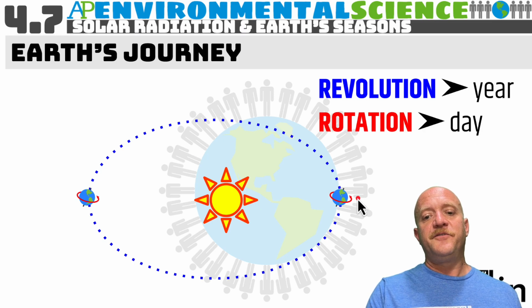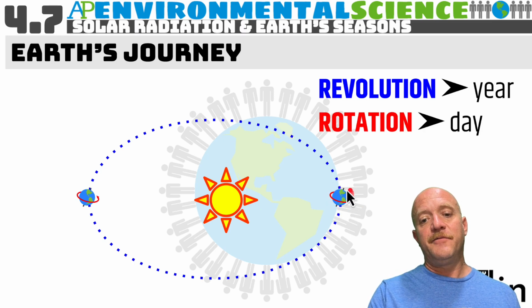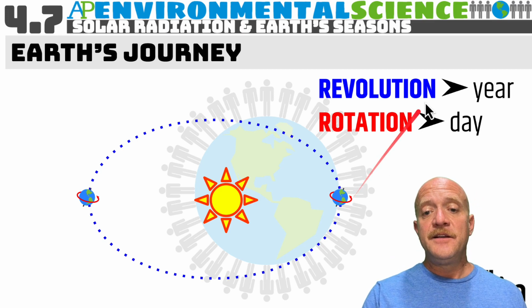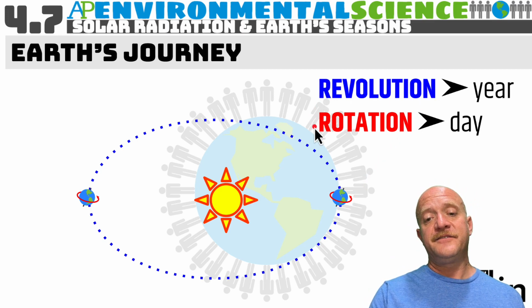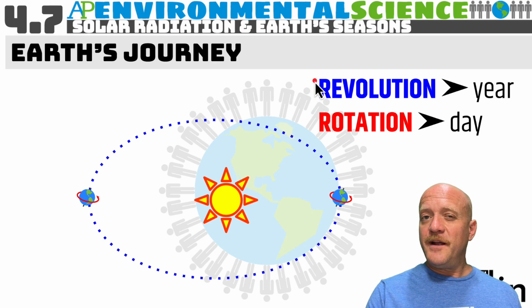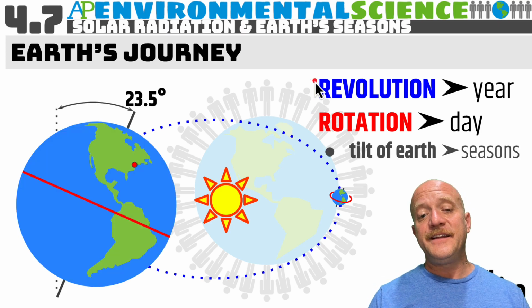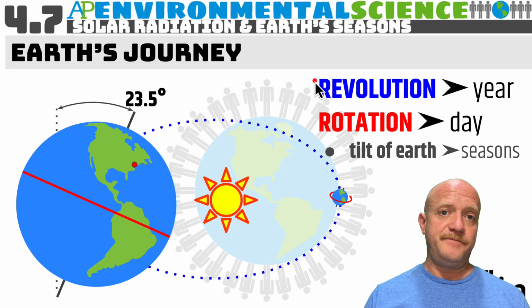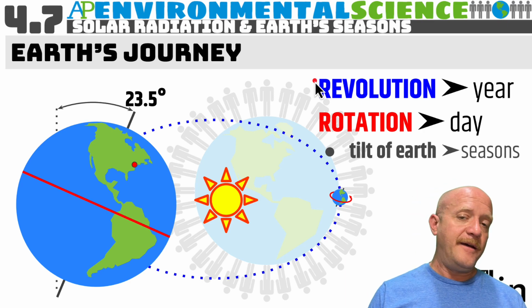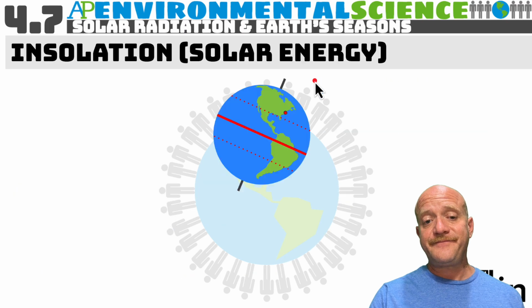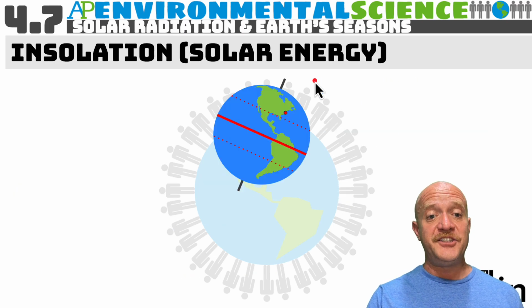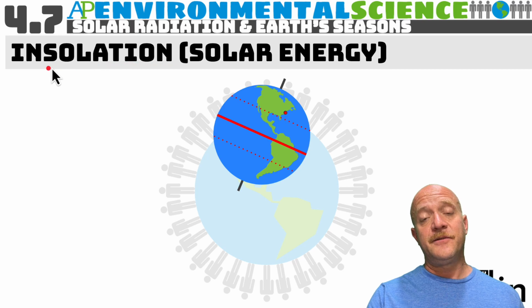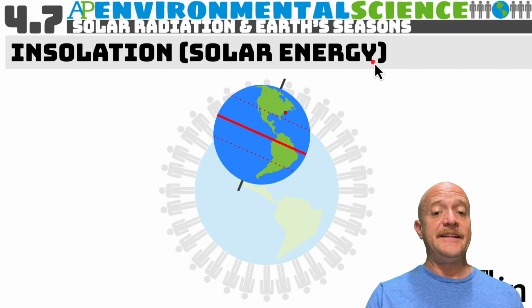Now, responsible for our day from sunrise to sunset, it takes 24 hours for the Earth to spin on its axis. So these are the two factors that we are really looking at. But there's one other one. The tilt of the Earth is responsible for our seasons. So the reason we have a fall and a summer and a spring and a winter has really to do with the solar energy, or the insolation. That's another term for solar energy, the insolation that's hitting the planet.